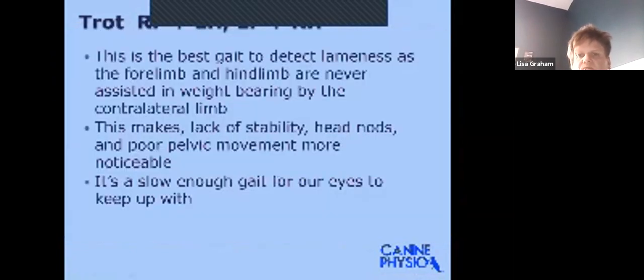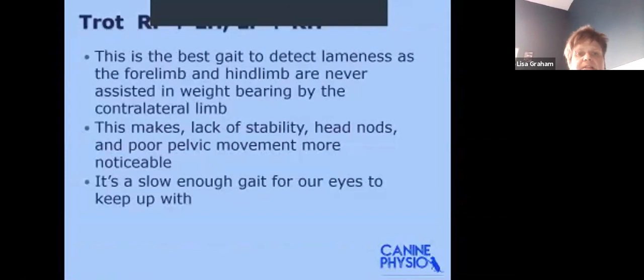Our trot, and this is probably our best gait to be picking up lameness in, because your forelimb and your hind limb are never assisted in weight bearing by the opposite limb to them, by the contralateral limb. So this basically produces a degree of instability in the dog and makes any head nods and poor pelvic movement more noticeable. And it's a slow enough gait that we can still keep up with it visually without necessarily the need for video, but video will pick up all the small things, all the little bits that our eyes might miss.